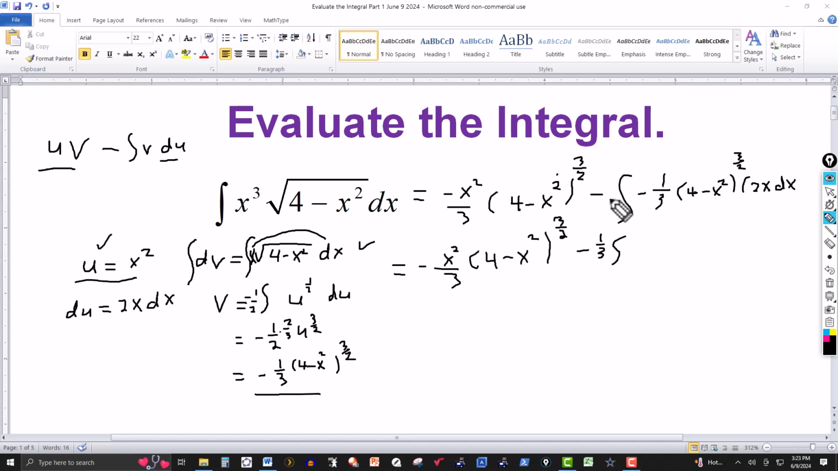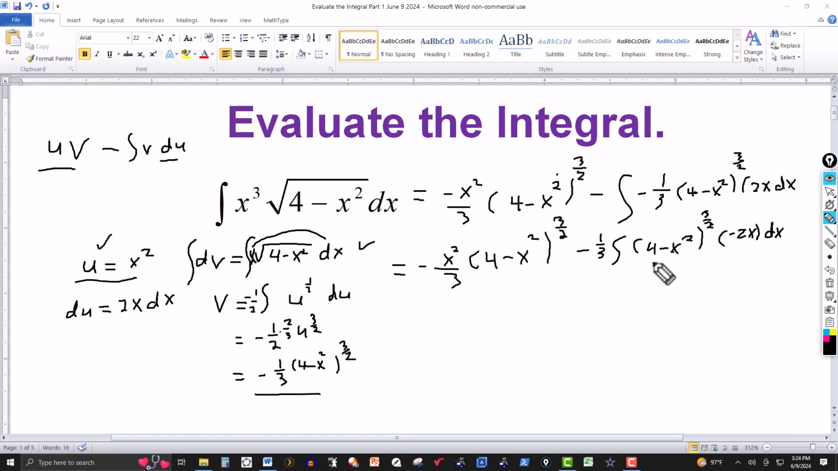So 1/3 comes out, this minus stays, and I'm still going to have 4 minus x squared to the 3/2 power. And this minus right here in front of the 1/3, I'm going to put it with the 2x, so it's going to be minus 2x dx.